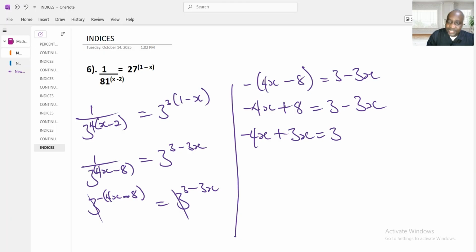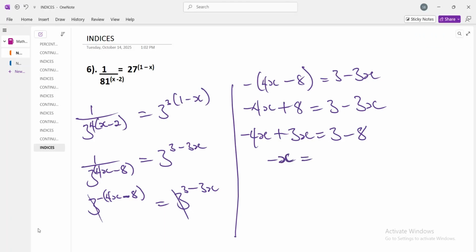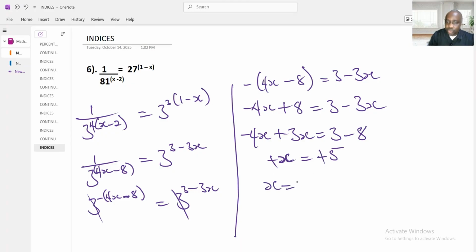By the time the plus 8 jumps across the equals sign to go and meet its younger brother, it will change to minus 8. You have minus 4 plus 3: you are owing 4 naira and you have 3 naira, so when you pay 3 naira, you are still owing, so minus x. Then 3 minus 8 is going to give me minus 5. Minus cancels minus. x is equal to 5. Our final answer is 5.